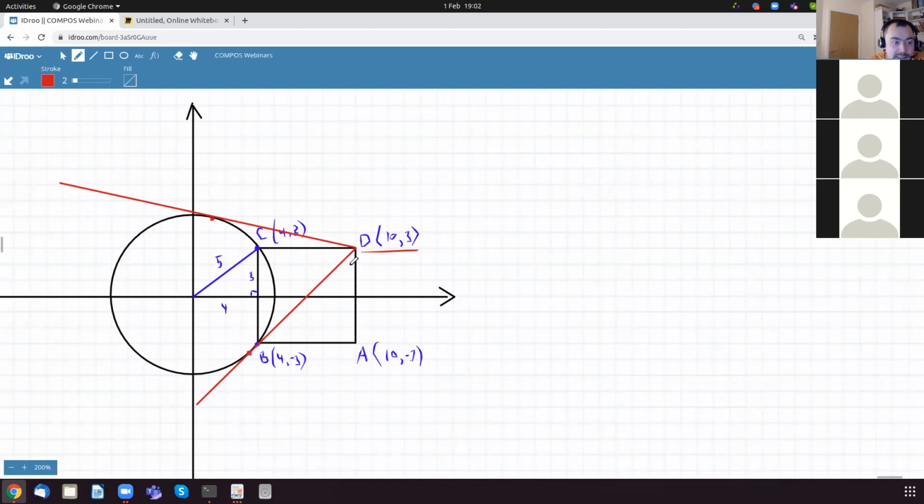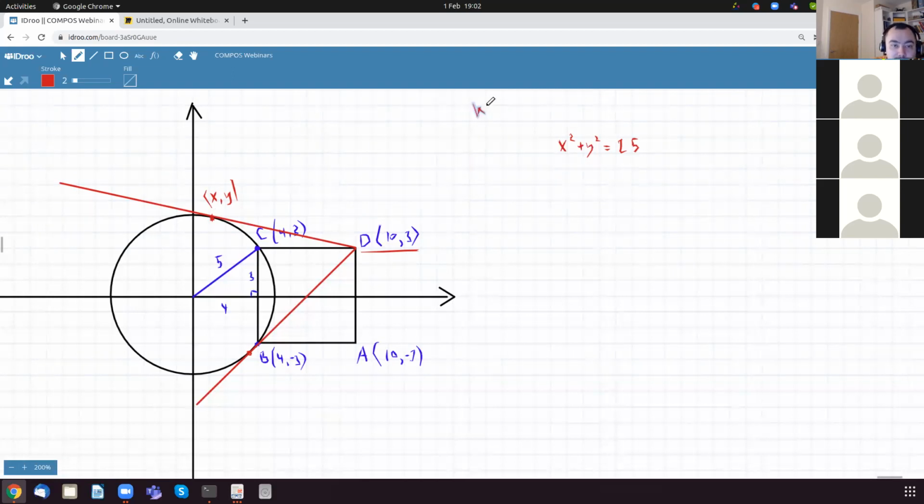So from here, I can see that I need the gradient. So how do I find the gradient? Well, let's say this point is an unknown, x and y. What do I know about this point? First of all, I know that x squared plus y squared is equal to 25. That's the first thing I know about this point. Secondly, I know that this point lies on the straight line with gradient m passing through point D. Fair enough.